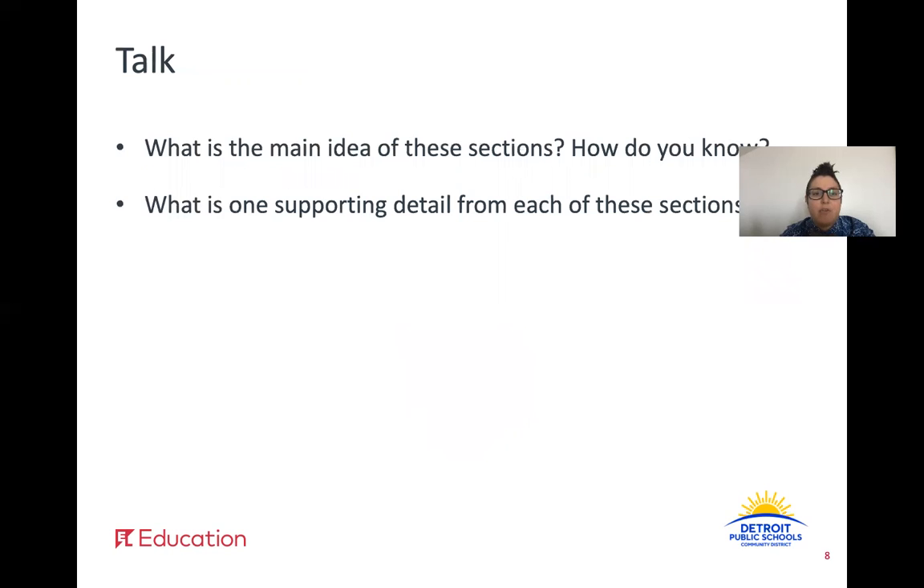Now it's time to talk about the text with a family member, caregiver, or friend. Make sure that you pause the recording after each question so that everyone has a chance to share. Question 1, what is the main idea of these sections? And how do you know? Make sure to look back at the text. Go ahead and pause while you talk about this one.